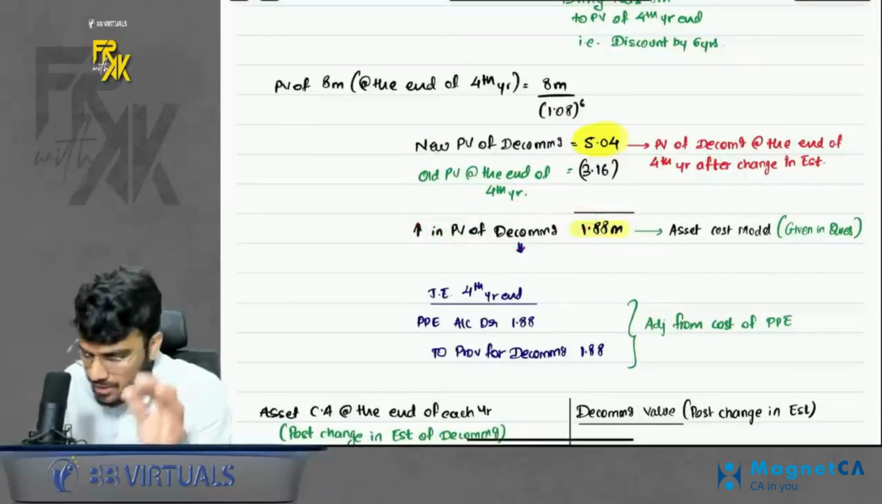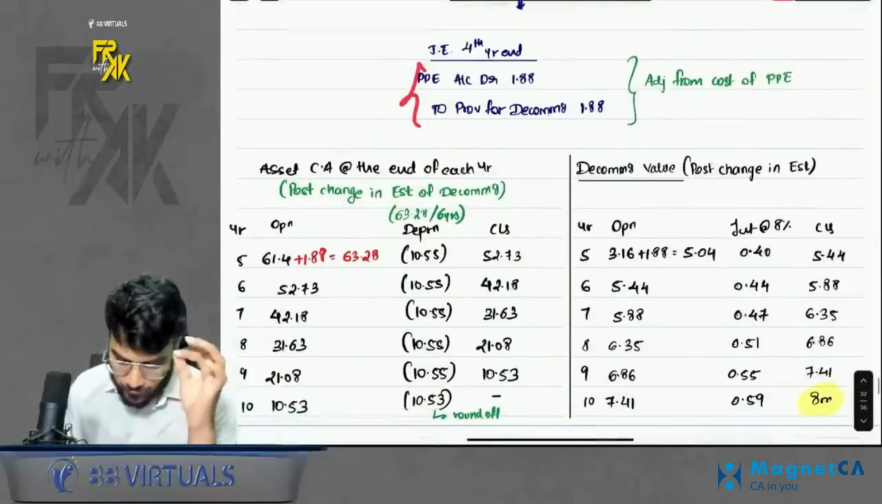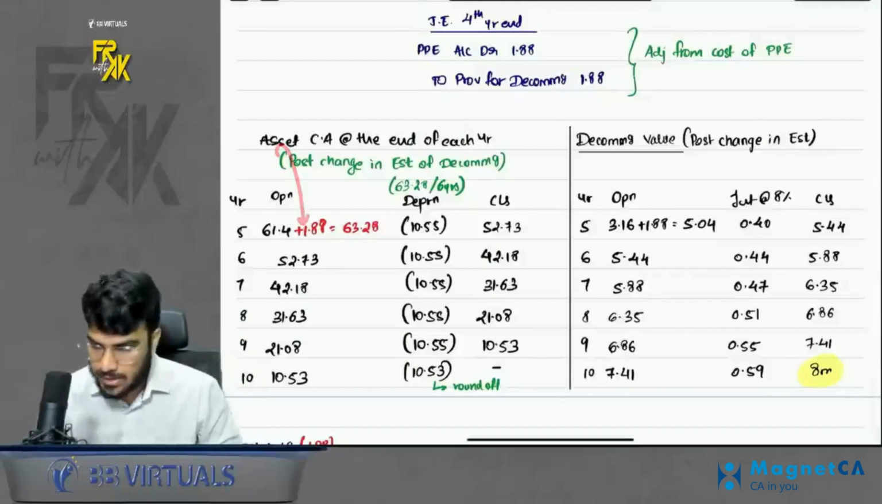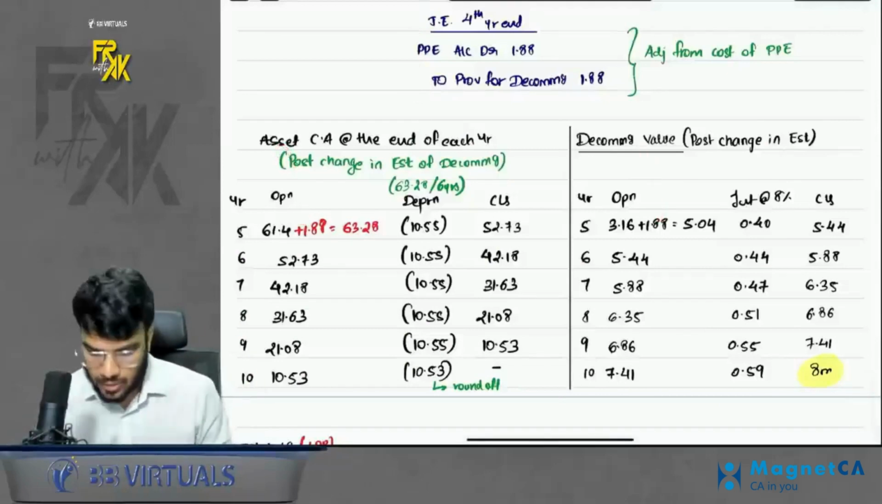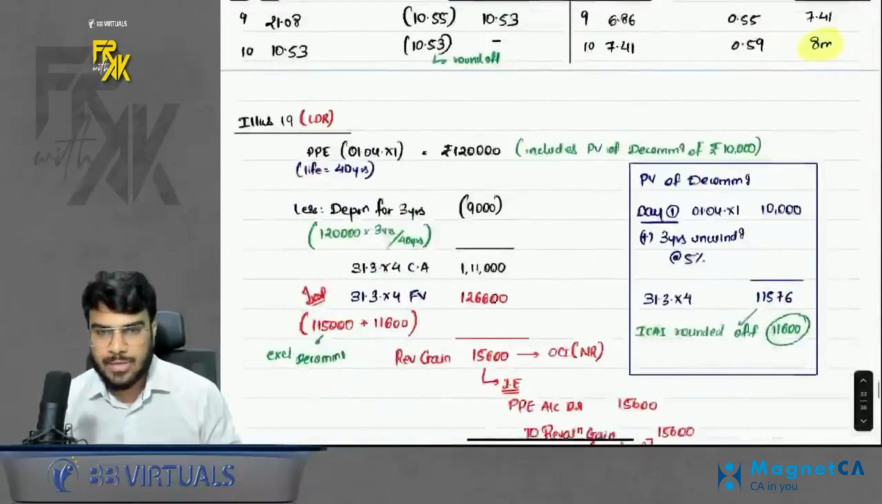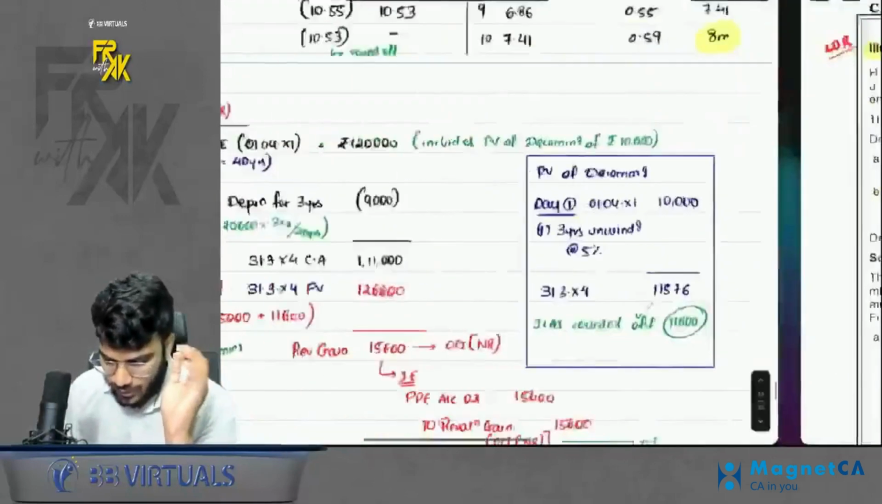In the question, it was mentioned that the asset is at cost model. So you will adjust from the cost of the asset. So henceforth, from 4th year end or from day 1 of 5th year, the carrying amount of the asset will change and the value of decommissioning will also change. So your depreciation will also be revised. Your unwinding will also be revised. Simple.